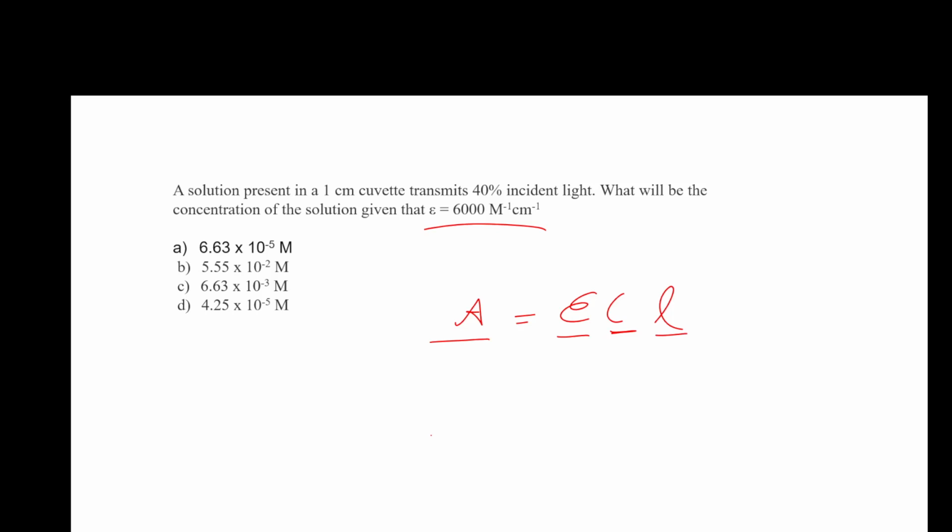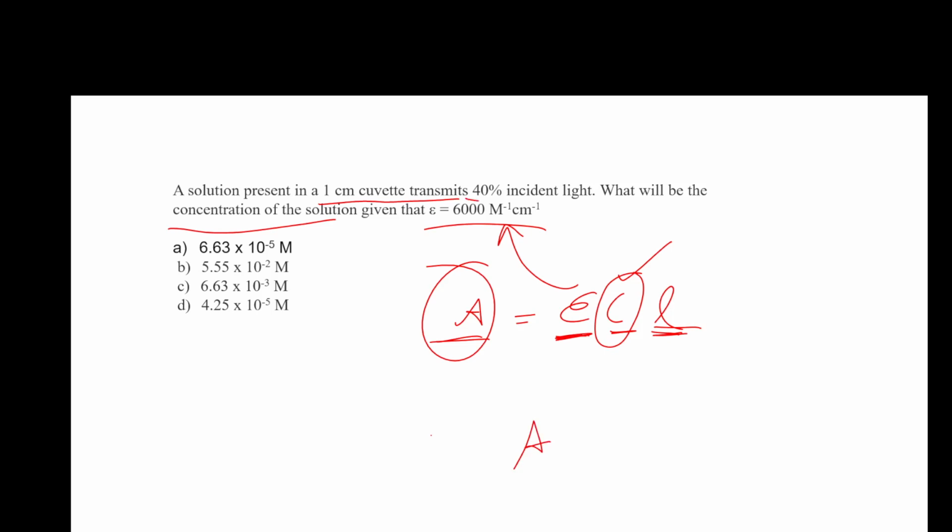Here we have been asked what will be the concentration of the solution, denoted by C. In order to find C, we need to know E, L, and A. We know the molar extinction coefficient, which is given here. L is the path length, which is 1 centimeter, and that is given. And now we need to know the absorbance.